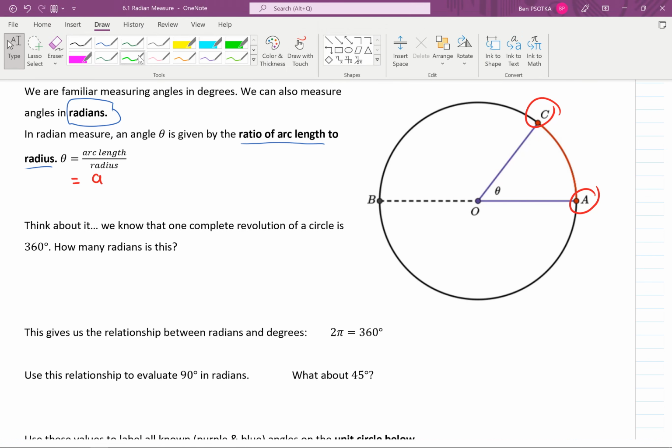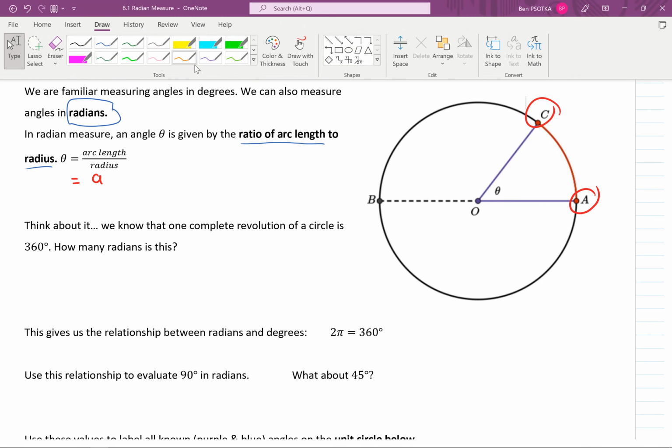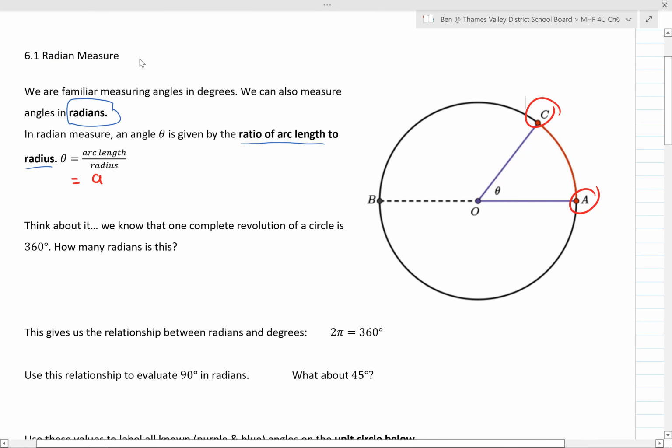All right, so the arc length, we might call that A for arc length. And then the radius, the plural of radius is radii. We've been working with those for a very long time. That's the distance from the center of a circle to the outside, right? So the radius can be given by r. So the angle is given by A divided by r, and that equals theta. So let's take a look.